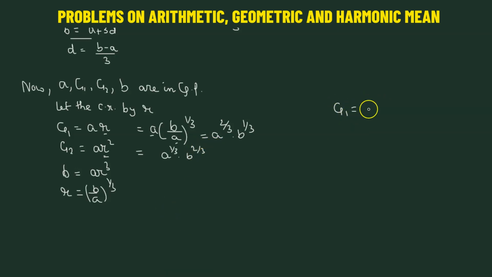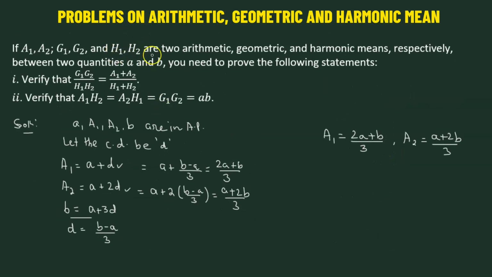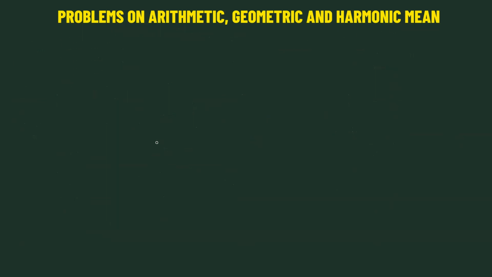So G1 is A raised to the power of 2/3 times B raised to the power of 1/3. And then we have G2. So G2 will be A raised to the power of 1/3 multiplied to B raised to the power of 2/3. Fine. Now we'll come to the terms H1 and H2, which are the harmonic means introduced between A and B. So let's work with the harmonic mean now.